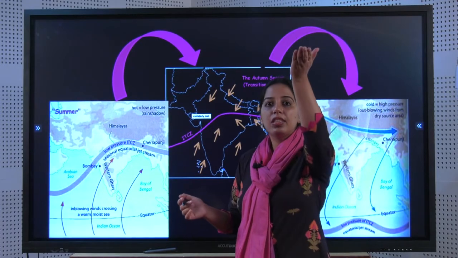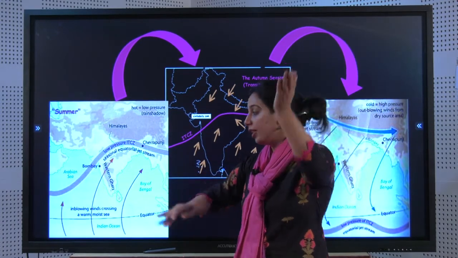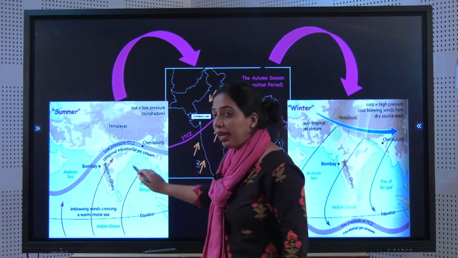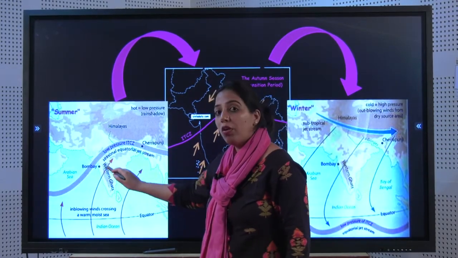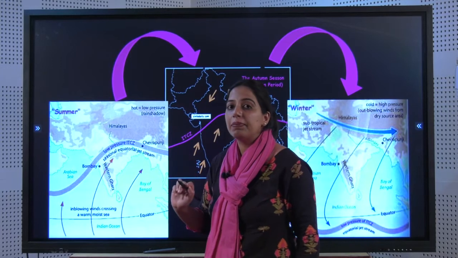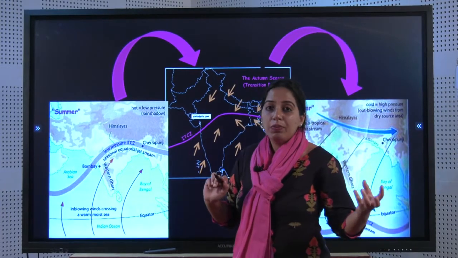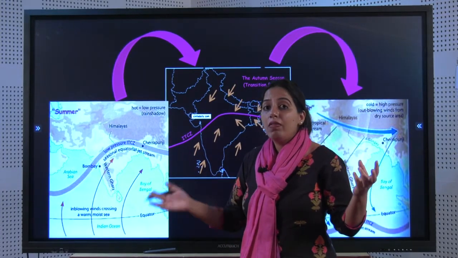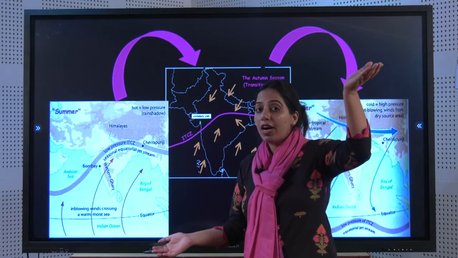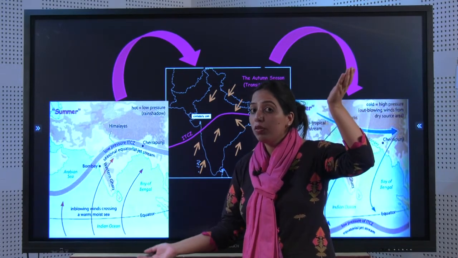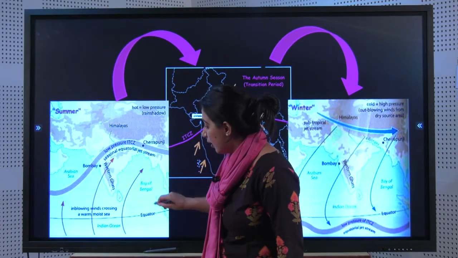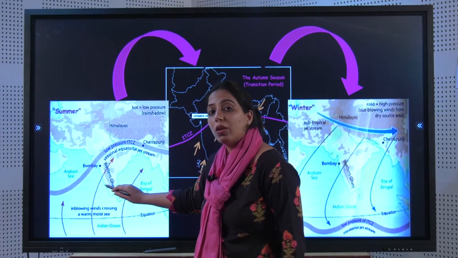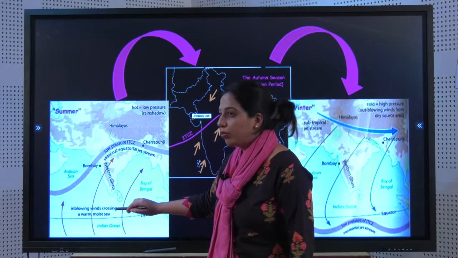Whenever the temperature increases, pressure decreases. So there is an area of low pressure created in the continent of India. Now, wind always blows from a region of high pressure to a region of low pressure. Where is the wind? The wind is over the Indian Ocean. Which wind? The monsoon wind.